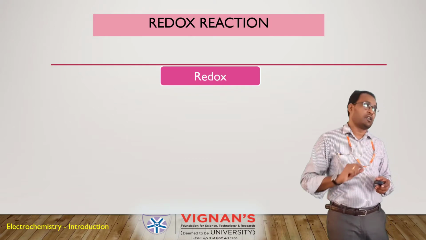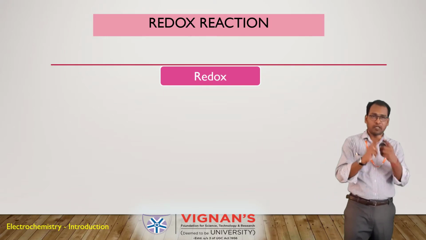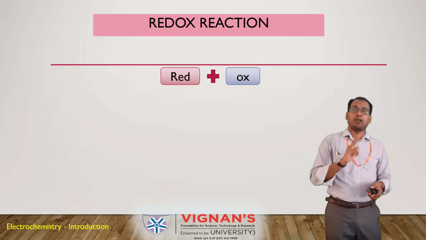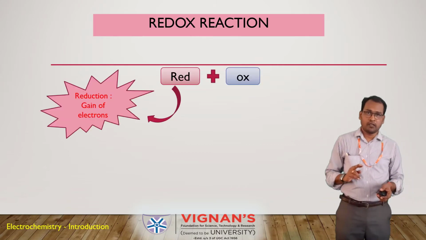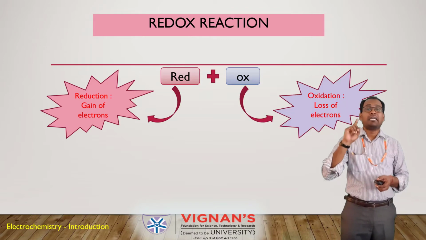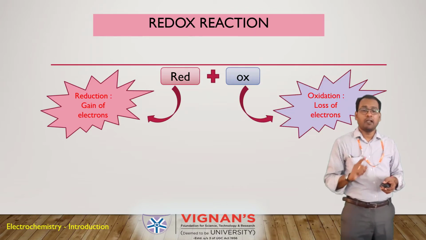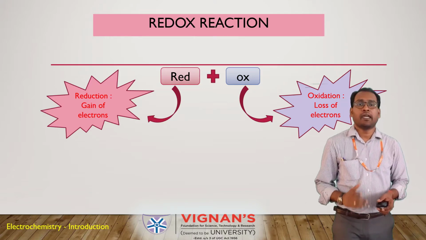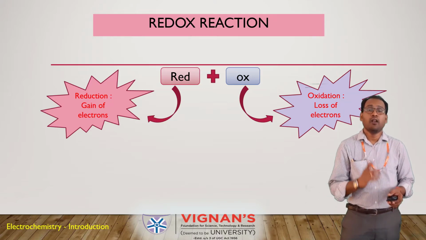Okay, so I am just putting it in slide format. Redox can be split into two: red and ox. Red represents reduction and ox represents oxidation. Reduction is nothing but gain of electrons, and oxidation is loss of electrons. Reduction is gain of electrons and oxidation is loss of electrons.